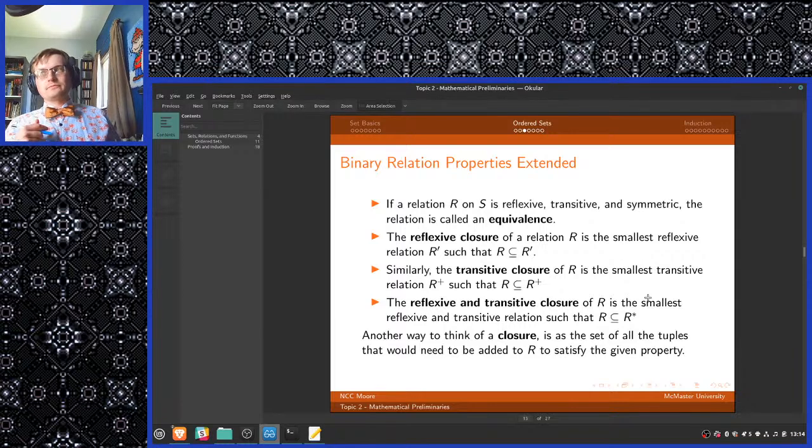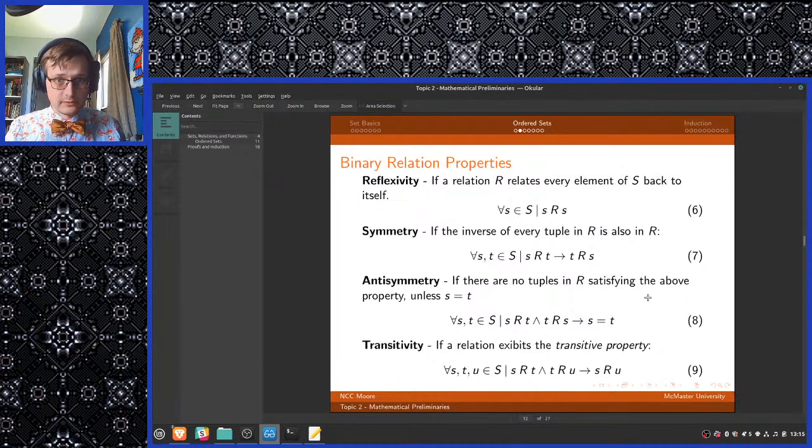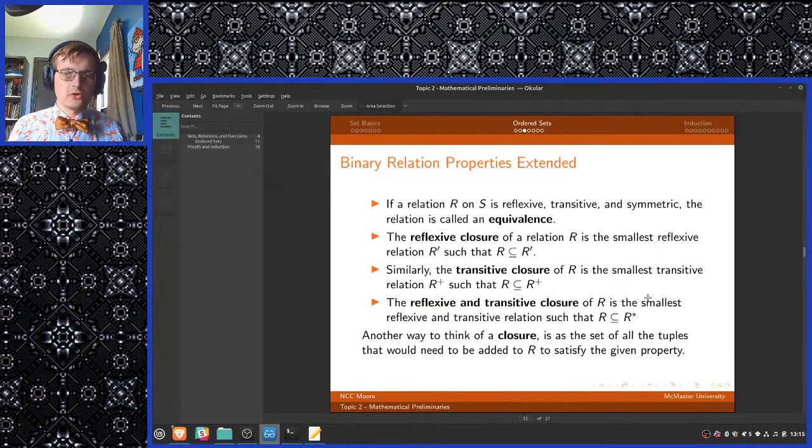You should think of closures as a type of operation you can perform on relations. You can find the closure with respect to any property, not just reflexivity or transitivity. You could find the symmetric closure. You could find the anti-symmetric closure. You could find the closure that makes the thing total. All of these types of things. Any questions there?